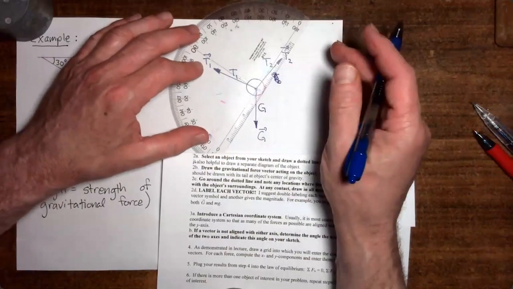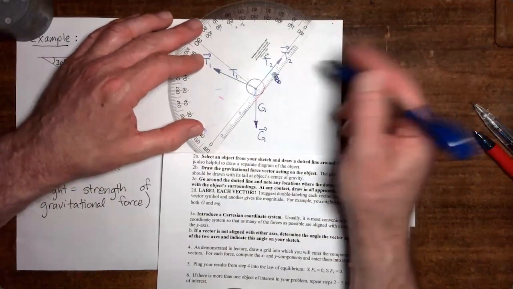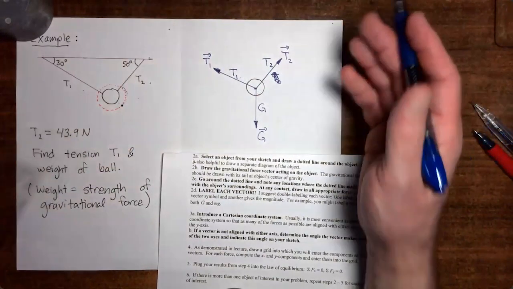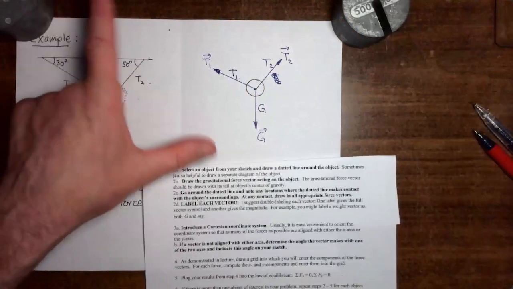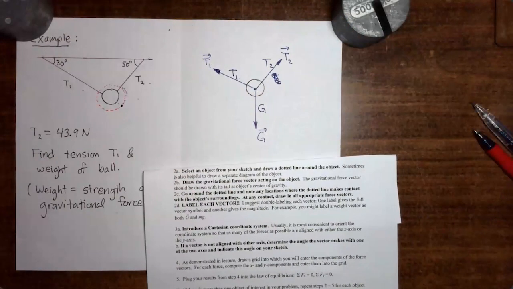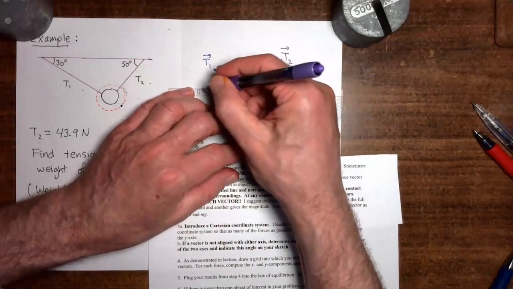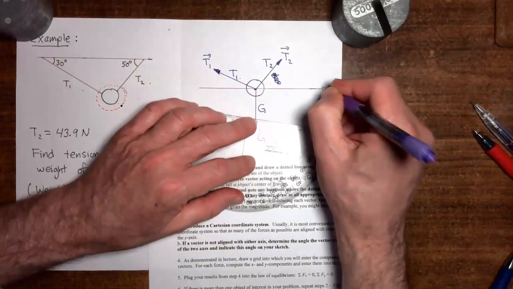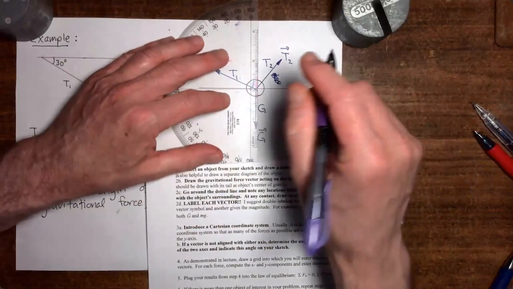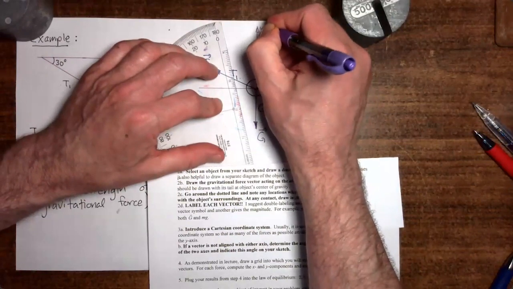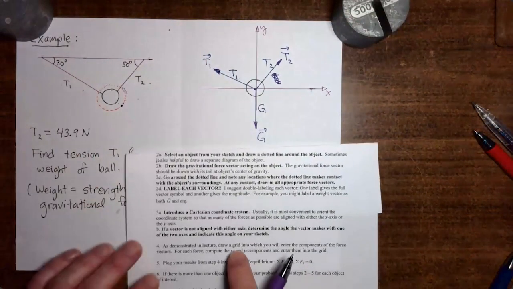If I would align my axes like this, I would align with tension 2, but not the other two vectors, and so forth. So in future problems, we may try to set our axes so that we line up with as many vectors as possible. Here it's kind of a three-way tie. So we're just going to use standard orientation, which means we're going to have the x-axis pointing to the right and the y-axis pointing straight up, as you're accustomed to. Okay, so that's step 3A.